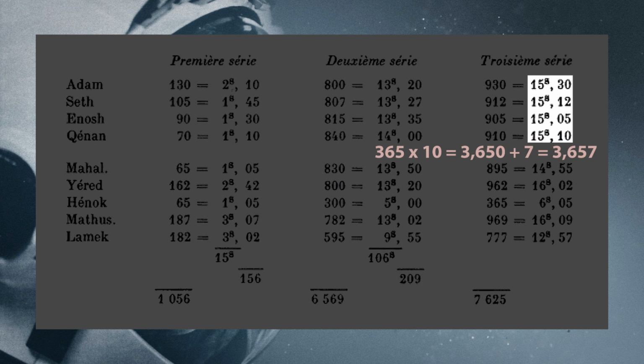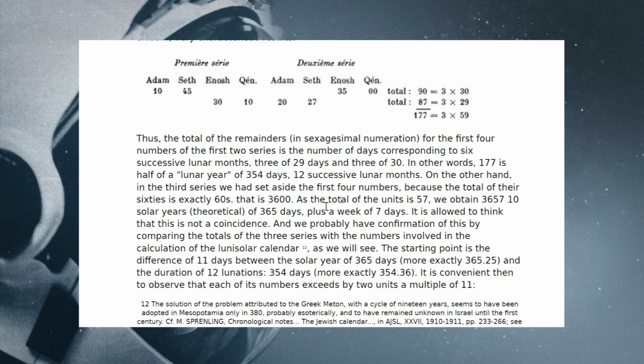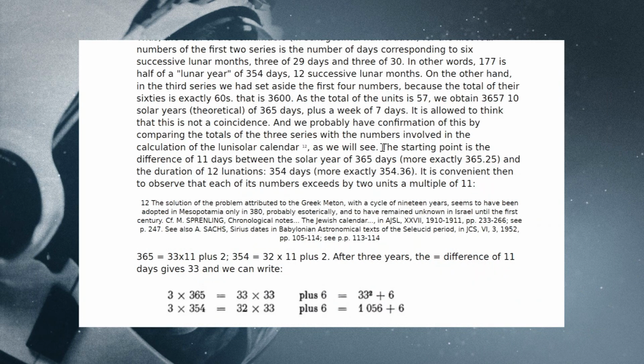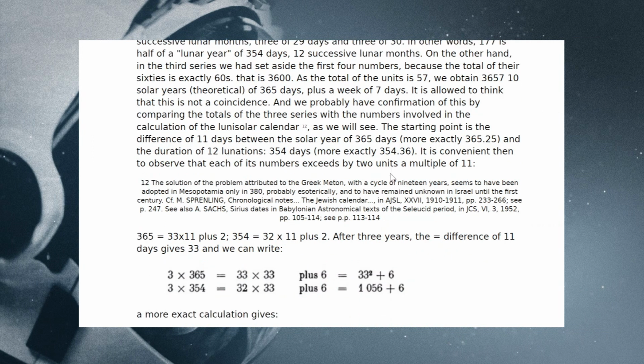3,657 is 10 solar years plus 7 days. So again, is that a coincidence? That seems odd if that is a coincidence. As if that wasn't enough math for you, we're going to go even deeper here.